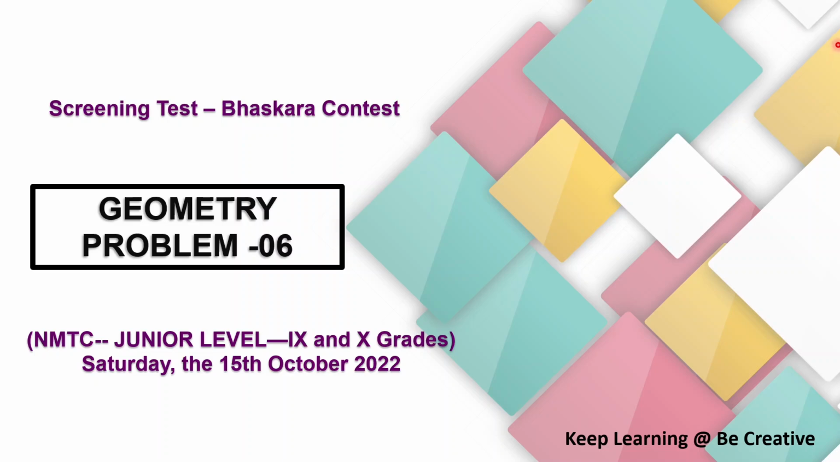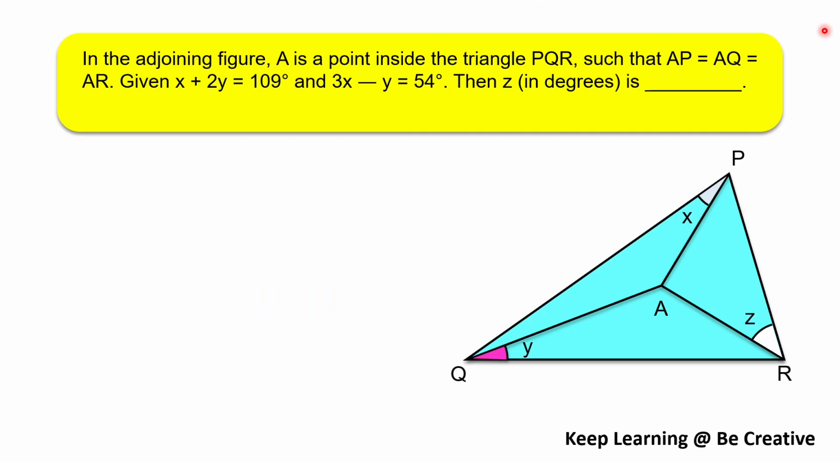Hello everyone, let's see another geometry problem from NMTC Junior Level 1. The problem says: in the adjoining figure, A is a point inside the triangle PQR such that AP equals AQ equals AR. Given that x + 2y = 109 degrees and 3x − y = 54 degrees, we need to find the value of angle Z in degrees.